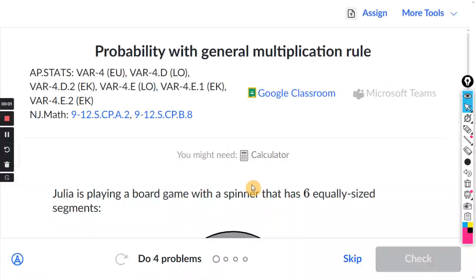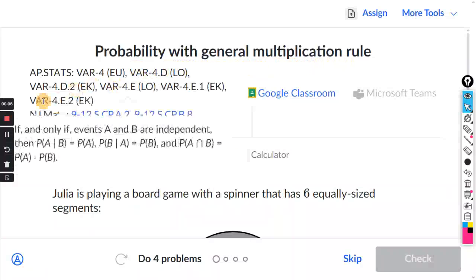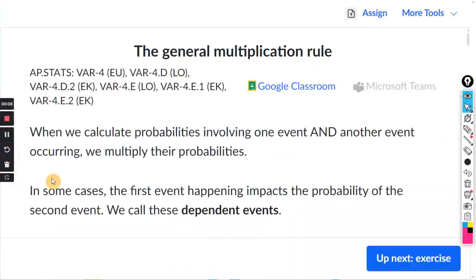This will be for the con exercise, probability with general multiplication rule. All right, so this is from the article, The General Multiplication Rule on Khan Academy.